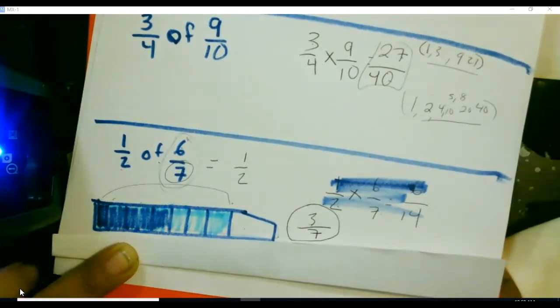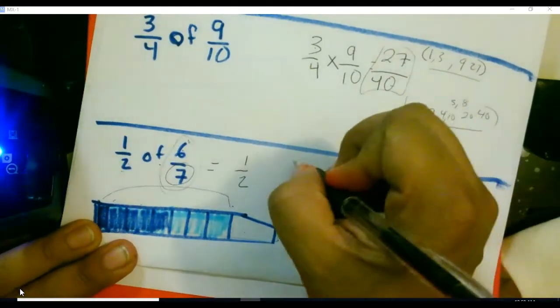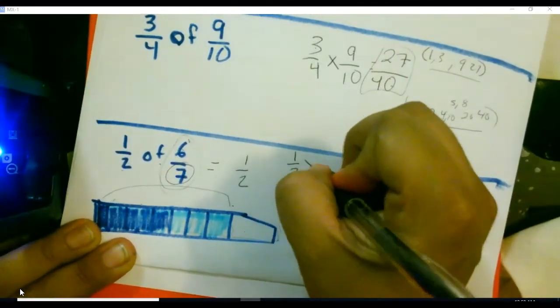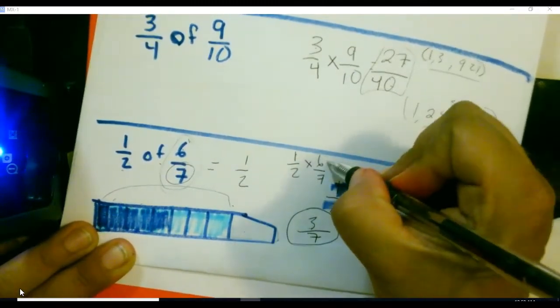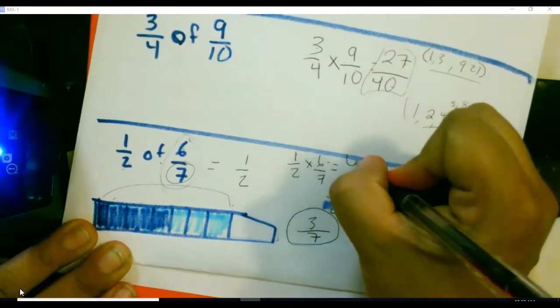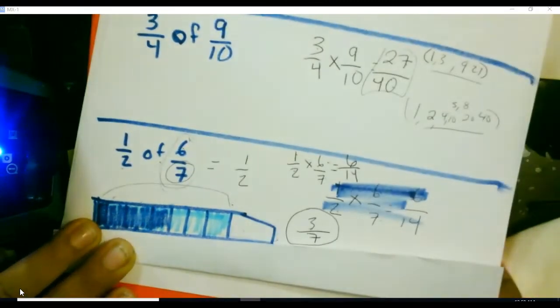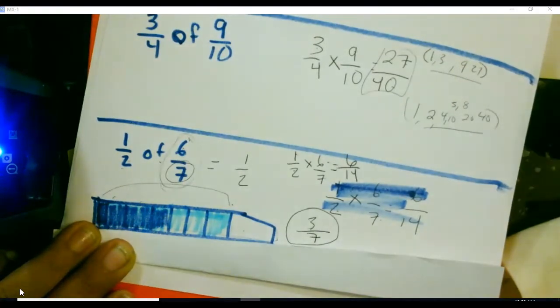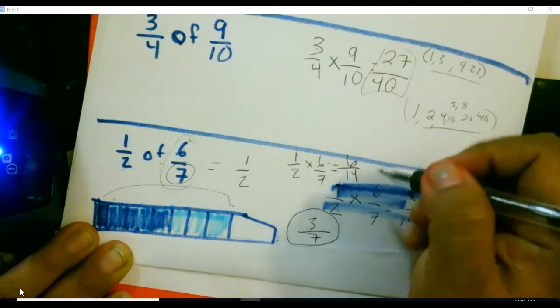Now, if we're not sure, we can double check by multiplying across. So we have 1/2 times 6/7. We multiply the numerator with the numerator. So 1 times 6 equals 6. And then 2 times 7 equals 14. You might say, Ms. Maldonado, wait, that's not right. Well, is this in its simplest form? No, we need to simplify.